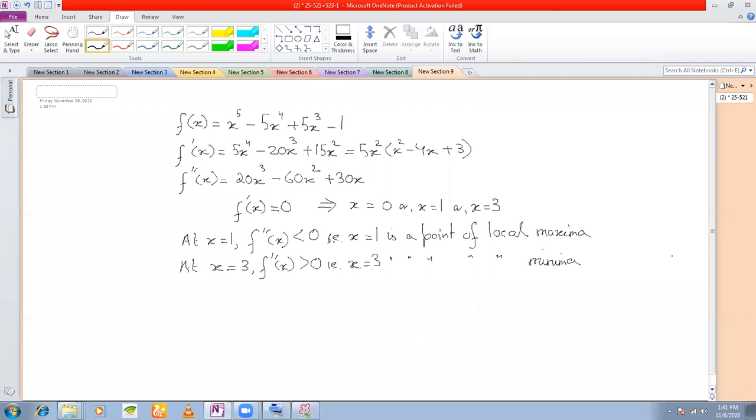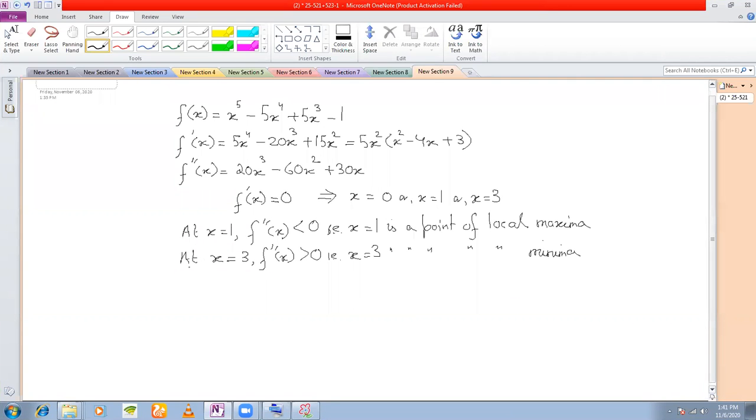Now, in order to see what happens at x equal to 0, at x equal to 0 we got f double dash x equal to 0, which was indecisive, right? If we had got greater than 0 or less than 0, then we would have said that it is a point of local maxima or minima. But we are getting f double dash x equal to 0. Then what do we do under this circumstance?